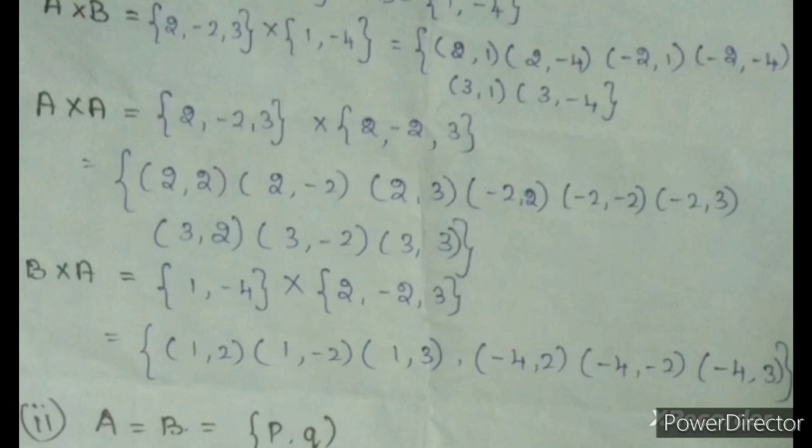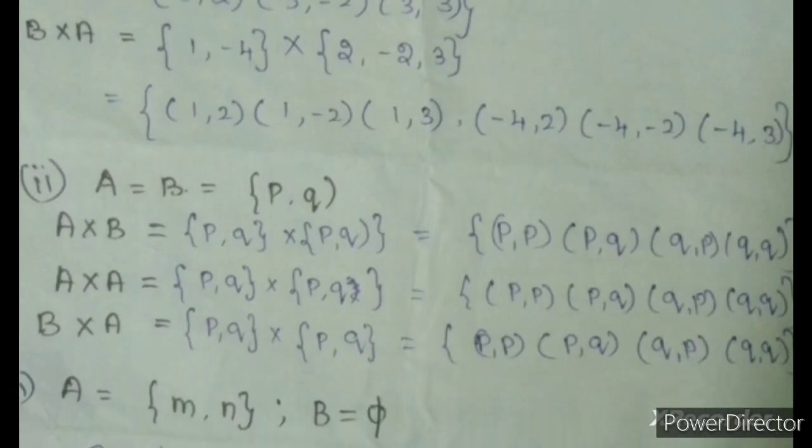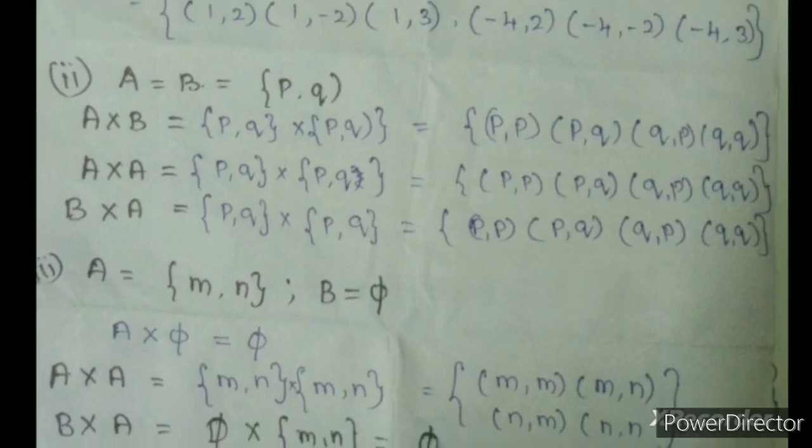To find out B cross A, we should write the first set, that is B, 1 comma minus 4, and the second set A. Doing the same process, we will get 6 combinations of B cross A. See the second sum. A is equals to B is equals to P and Q. So the same elements are present here. So the number of elements and the final answer will be same for this.